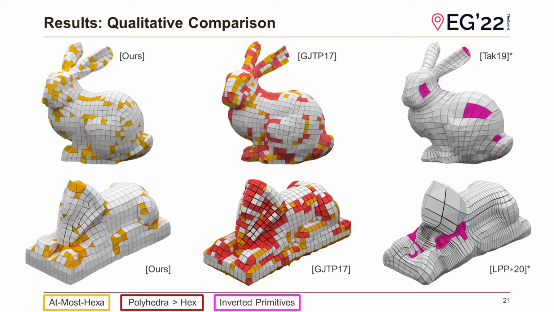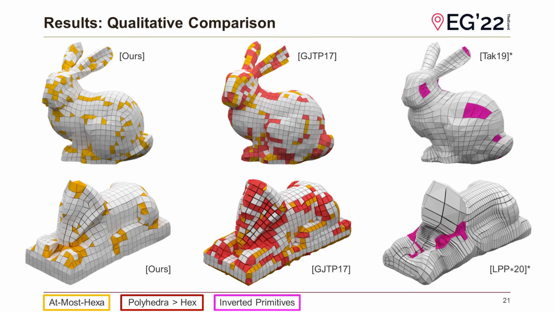We can see that the hex dominant competitor produces comparable results to ours, but obviously features these arbitrary polyhedra in red, and both examples on the right even feature inverted elements. So here I think we can see that we found a good middle ground with our special hex dominant meshes.